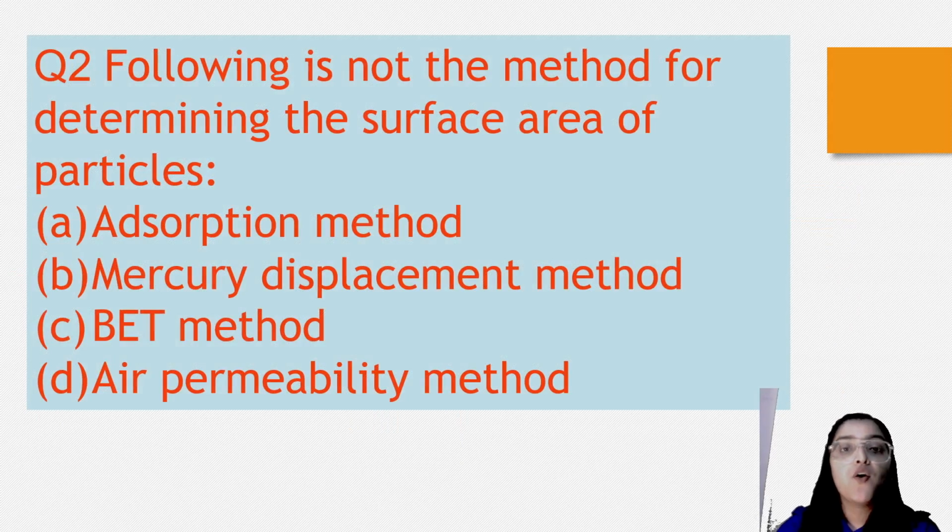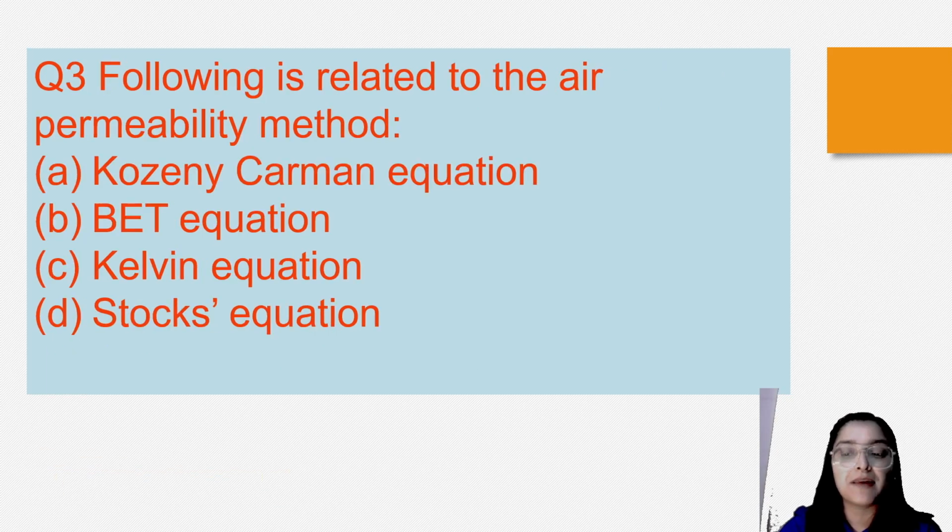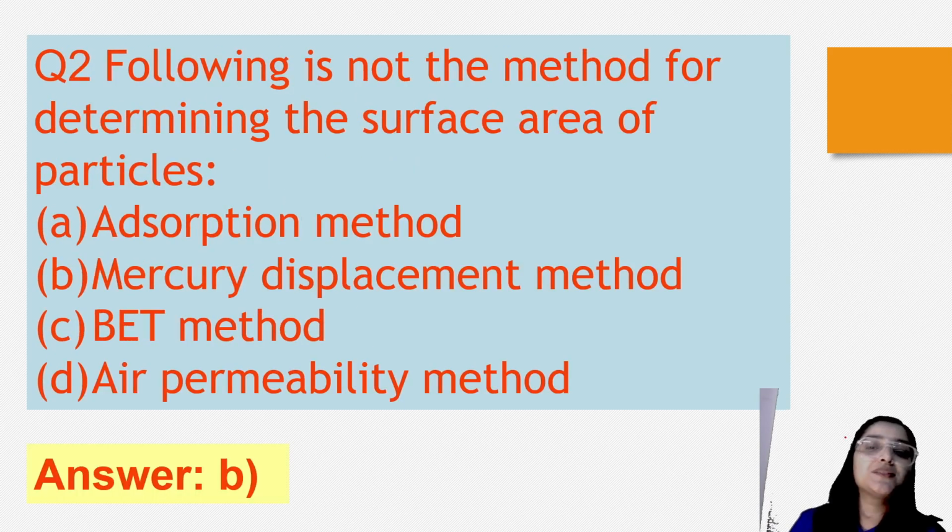Next question. Following is not the method for determining the surface area of particles. Very important, I have mentioned it, right? There is the adsorption method, there is the mercury displacement method, there is the BET equation method, and there is the air permeability method. The answer to this question will be which is not the method.